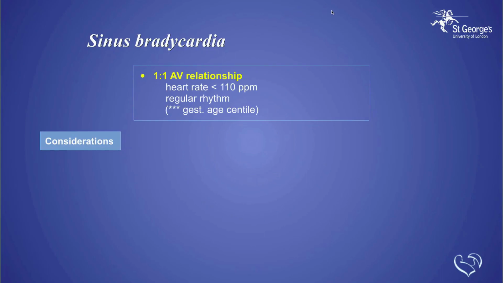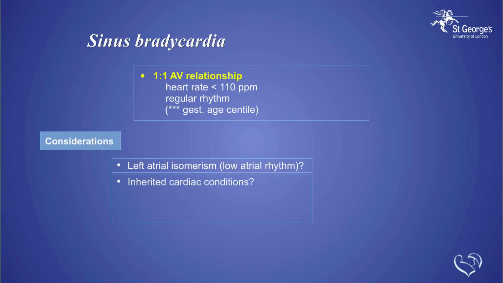So sinus bradycardia, heart rate below 110, the rhythm is regular, and remember there is a centile chart for reference. What we need to think, it could be that if you have a slower heart rate, the baby has a left isomerism or heterotaxia, because in left isomerism you have two left atriums, so you lose the right atrium sinus node, so the rhythm is usually an atrial rhythm.